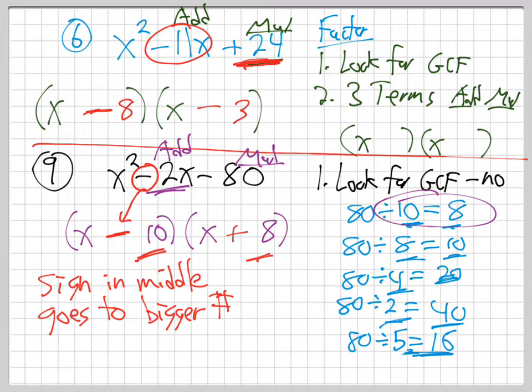Order doesn't matter, but signs in front do. The 8 has got to be positive, the 10 has got to be negative wherever they're at. Making sense? And then we'll move forward. So let's back up one.